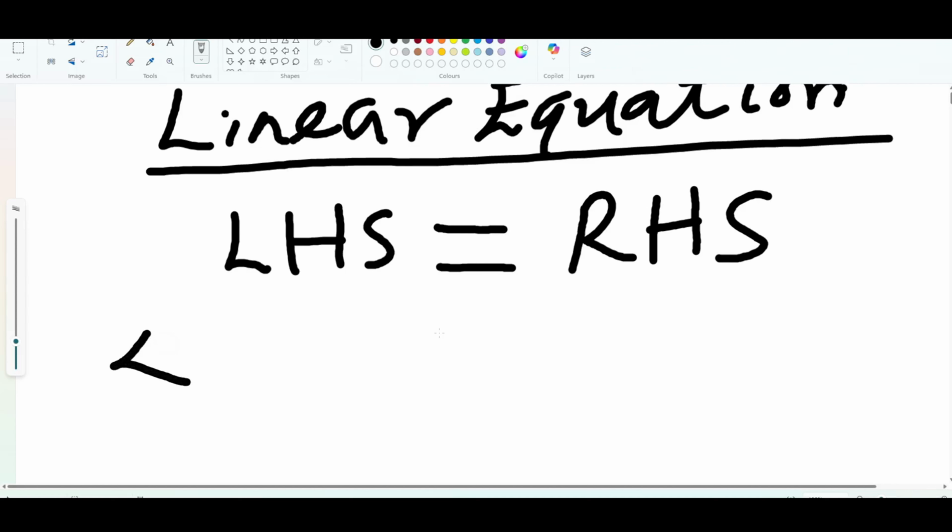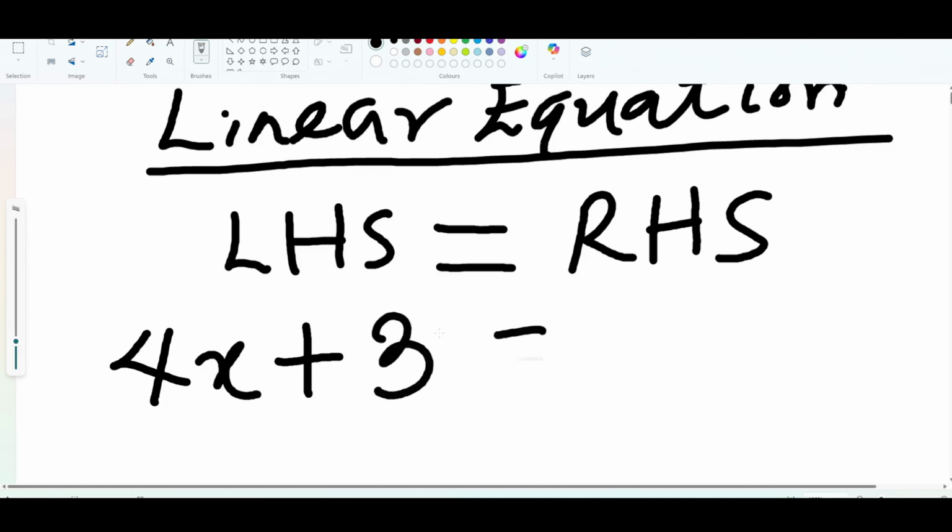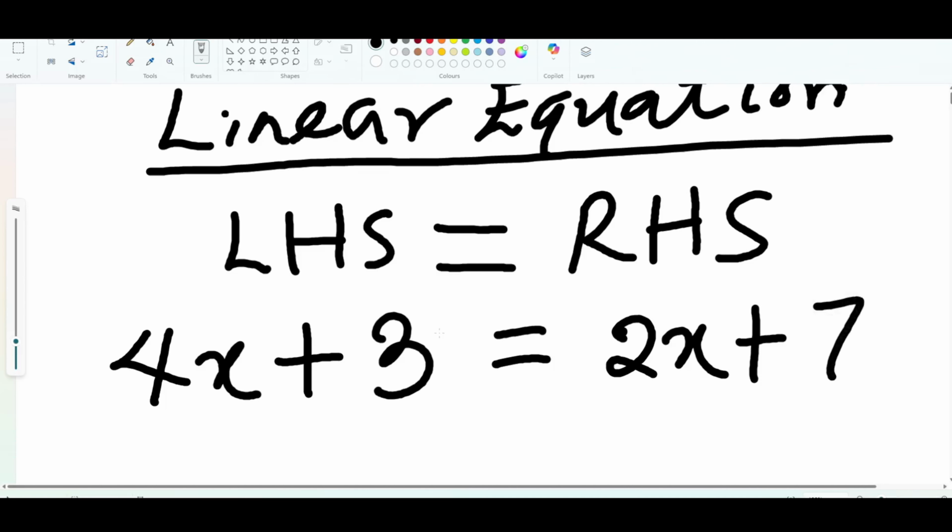If we have a question that says 4x plus 3 equals 2x plus 7, for instance, and this question asks us to find x, that is to look for x, x is the variable that we are looking for, because in an equation there is always something we are looking for, and that thing we are looking for is called x, and that x is the variable.